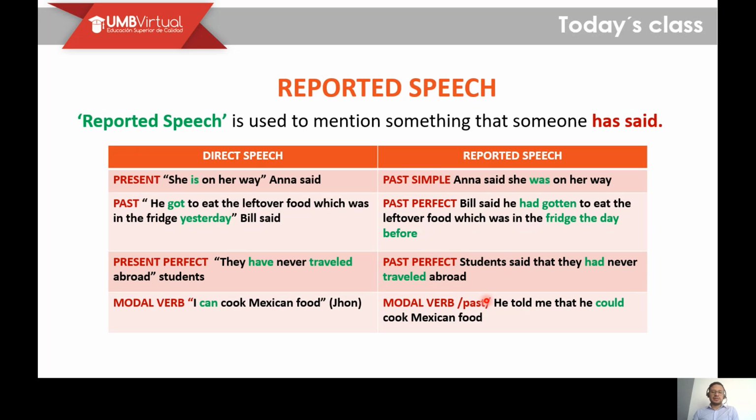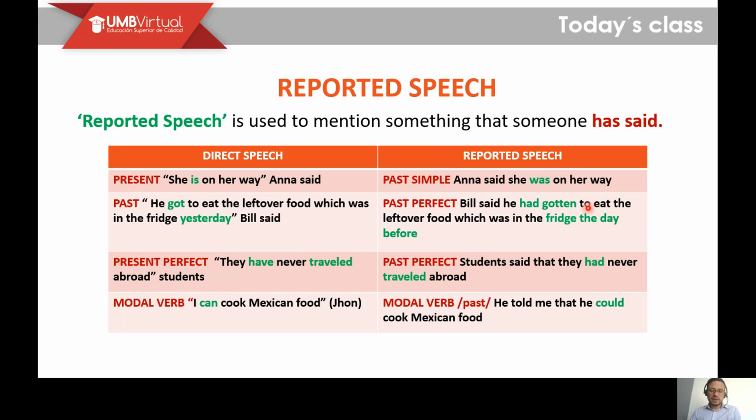¿Qué más se debe tener en cuenta? Se debe tener en cuenta el pronombre. Si esta persona me lo dice como I, yo ya no puedo decir I, ¿cierto? Yo tengo que cambiarlo y ajustarlo. Si me lo dice una mujer, digo she. Si me lo dice un hombre, digo he. Si me lo dice de una máquina, digo it, ¿cierto? Para que me coincida. Si tengo el nombre de la persona, se conserva el nombre de la persona. Por ejemplo, Anna. Anna said that she was on her way.